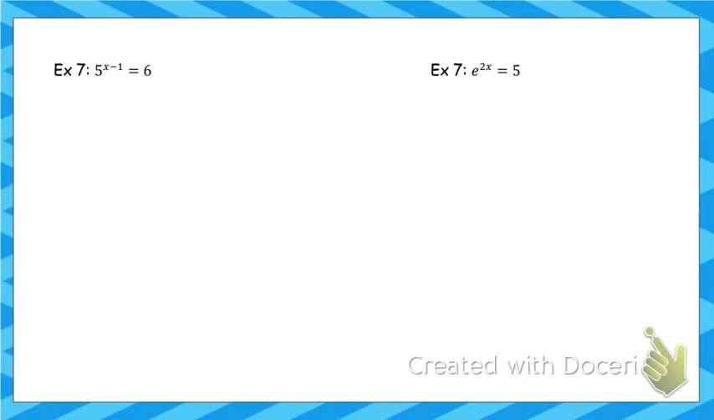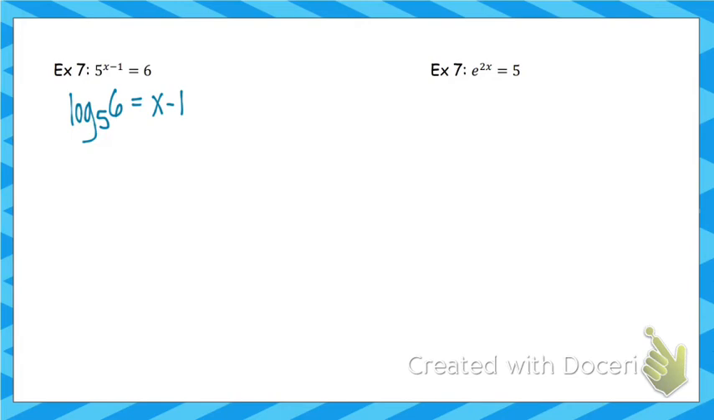So if that's not possible, what we're going to do is rewrite this in log form. Remember, the base of the exponent is the base of the log. So this would be log base 5 of 6 equals x minus 1. That's rewriting it in log form.